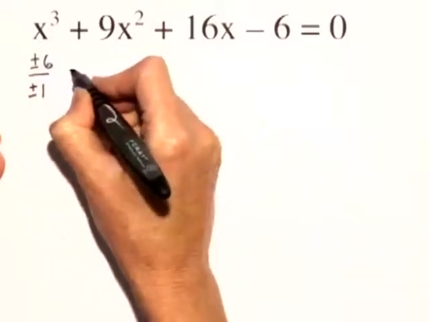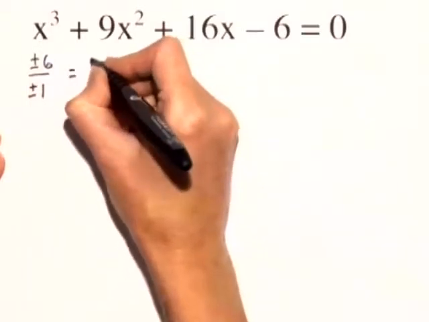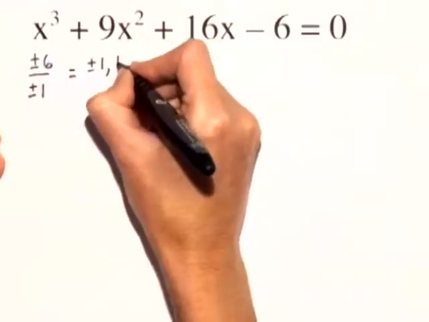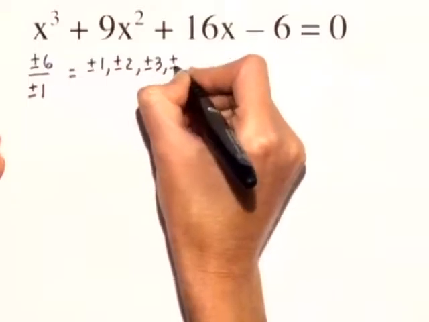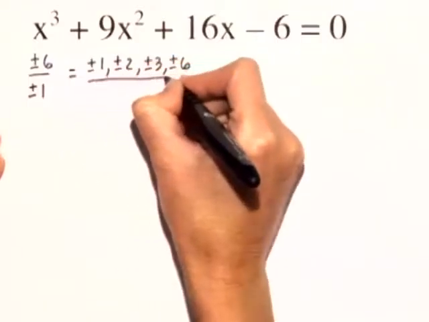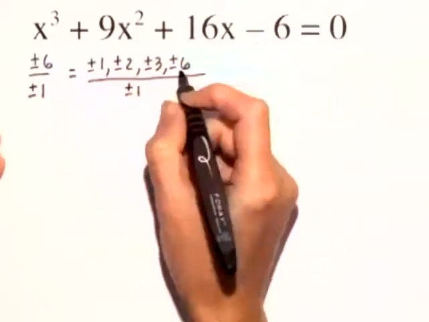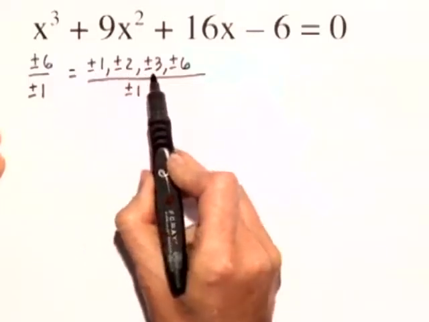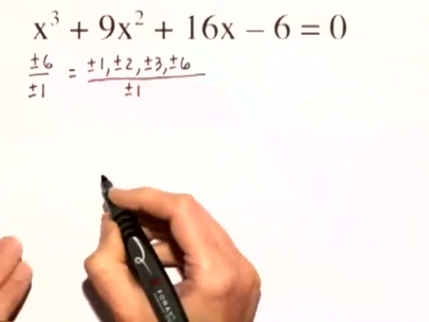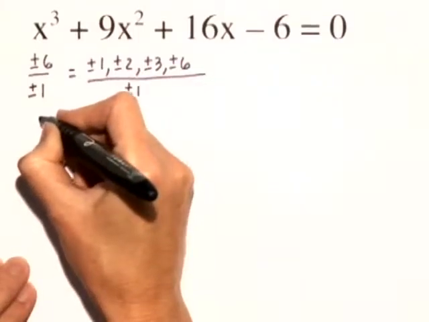So our possible rational zeros that we can try will be plus or minus 1, plus or minus 2, plus or minus 3, plus or minus 6, all divided by plus or minus 1. So I'll just simply try plus or minus 1, then plus or minus 2, and so on. Let's use synthetic division to do that.